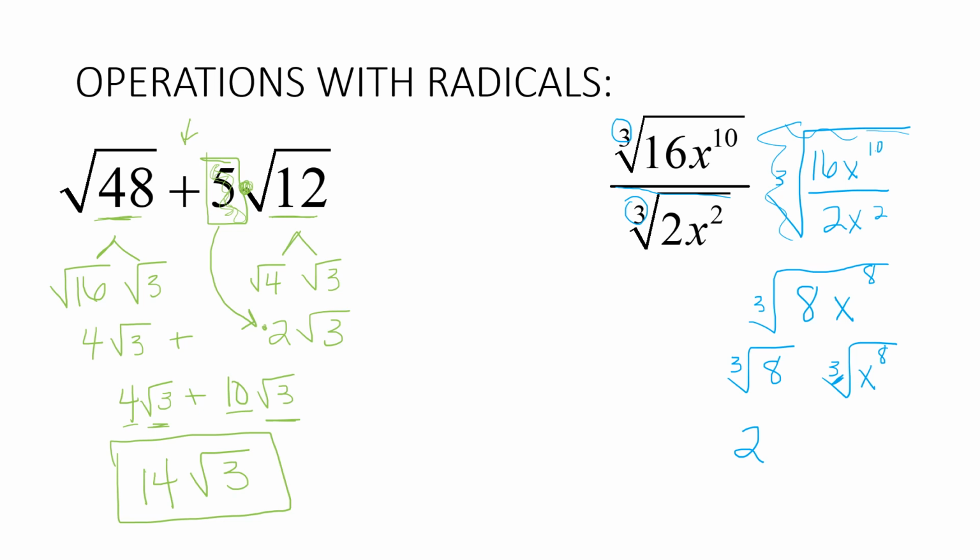How many pairs of 3 can come out? Looks like I can get 2 pairs of 3 out. And how many x's would be left in jail? Looks like I have 2 left in jail. So if I were to write a final answer here, I'd get 2x squared cube root of x squared, and that would be your final answer.